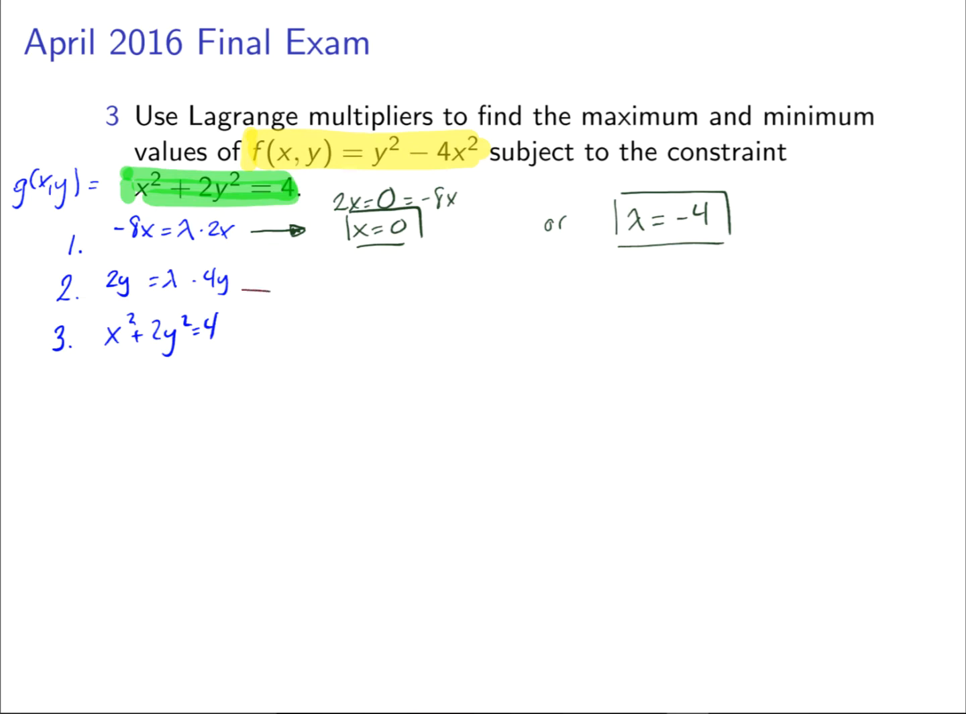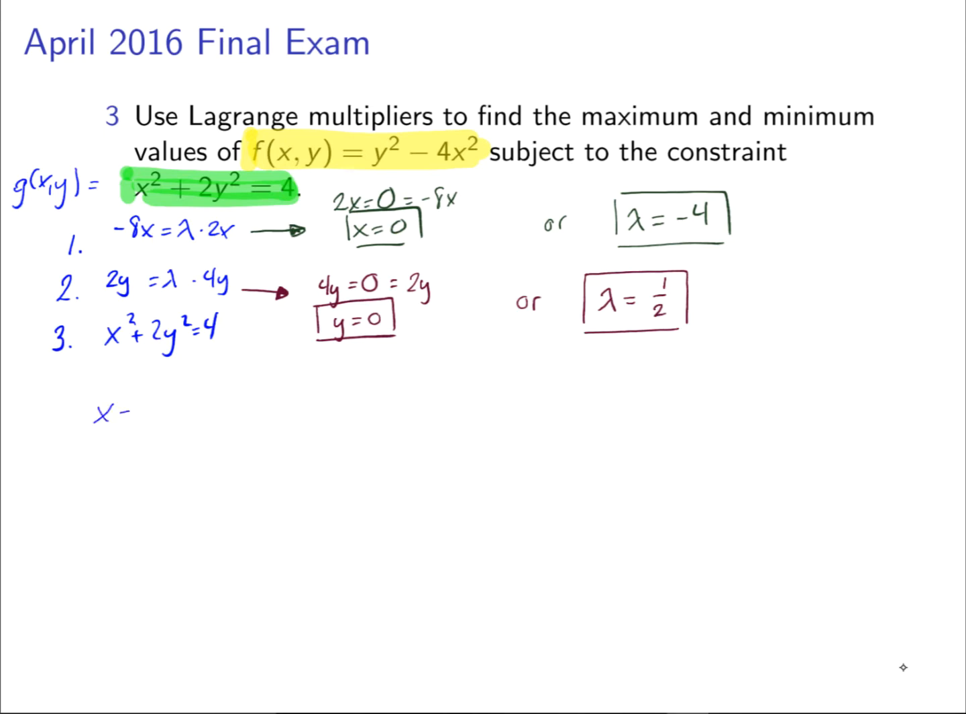Now let's look at equation 2. It could be the case that 4y is equal to 0. If 4y is equal to 0 and this equation is true, then the left-hand side of this equation is true as well. So if y is equal to 0, then this equation is true for any lambda. Or, if 4y is not 0, I can divide both sides of the equation by it, and I find that lambda is 1/2. Now let's go through and think about our scenarios.